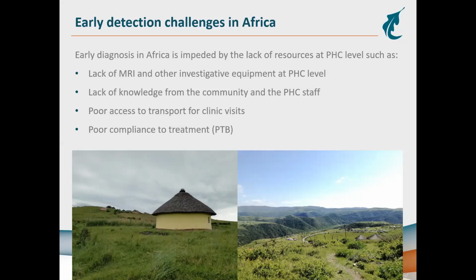So as you can see in the pictures here, this is also in the Eastern Cape. Traveling to the clinic is not on a road that's easily accessible for someone with a disability. And they pay a really, really big amount of money to get transport that can take them from their house to their clinic. And then also there's poor compliance to treatment for TB, unfortunately, as well.